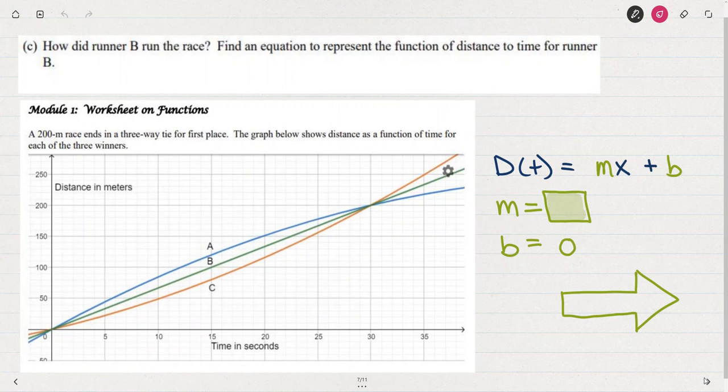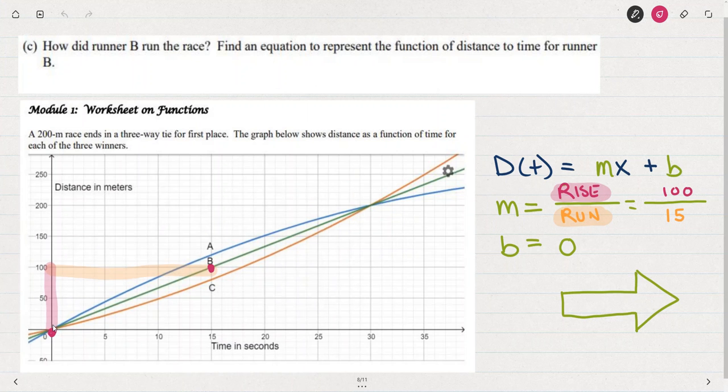If I wanted to write this equation, I would need to find an m, the slope, and a b, the y-intercept. Well, the y-intercept is easy for this one. It's just 0. The y-intercept is 0 because when I look at the y-axis, or the vertical axis, we see that the green line crosses that axis at 0. The slope is a little more tricky.